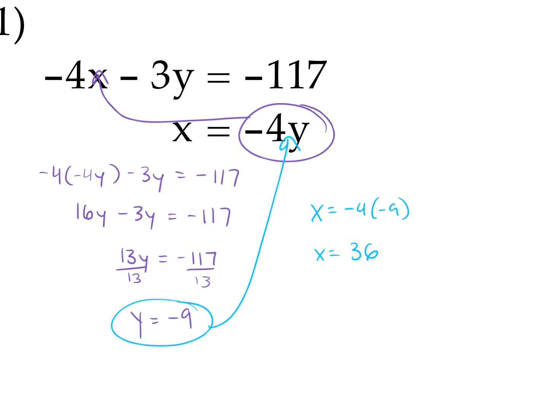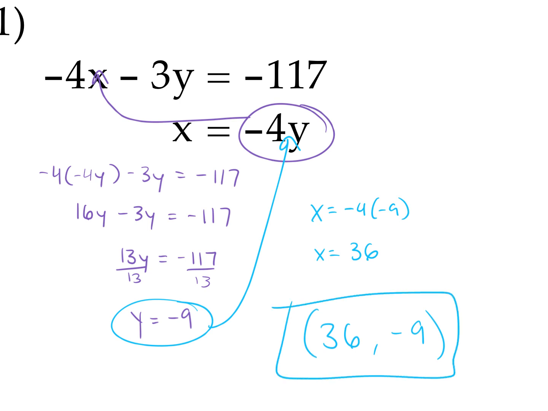How would I write my answer here? 36 comma negative 9. So do not forget to write your answer as a coordinate point. For any systems of equations, so for these and for 3 variable ones, you need to write your answer as an ordered pair.